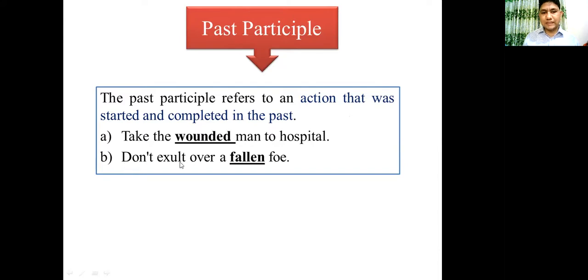Next one is, don't exult over a fallen foe. Fall, fallen. Okay. So fallen is the past participle form of fall, and this past participle is used to modify foe. Foe is a noun. So wounded, fallen, these are the past participle forms of verbs, and these past participle forms are used to modify here man and here foe.